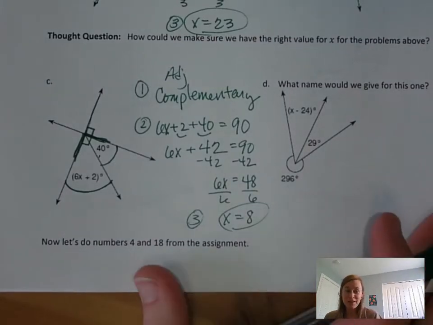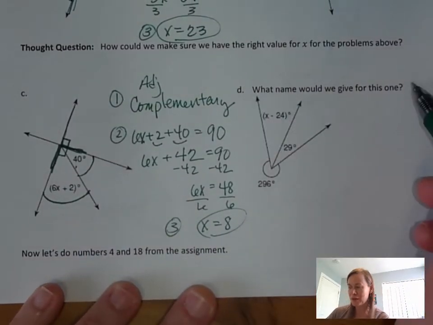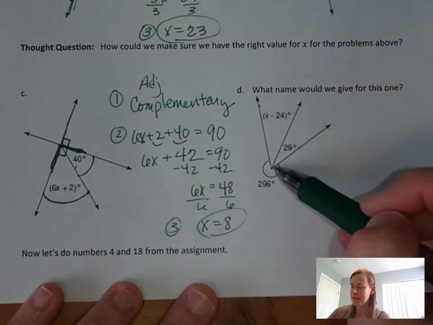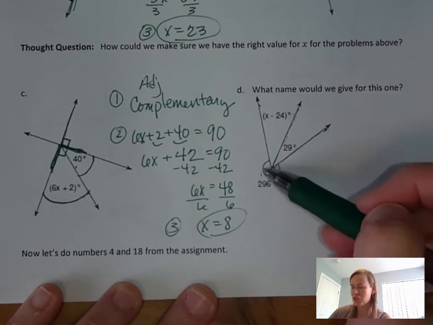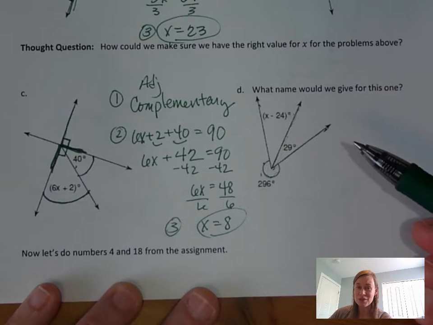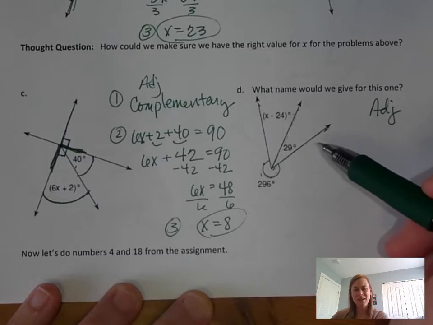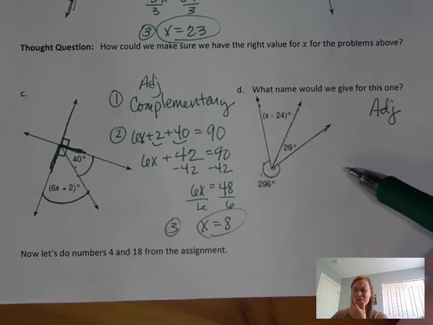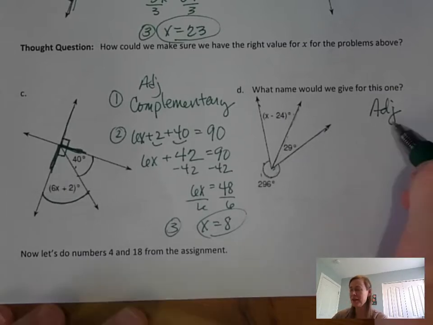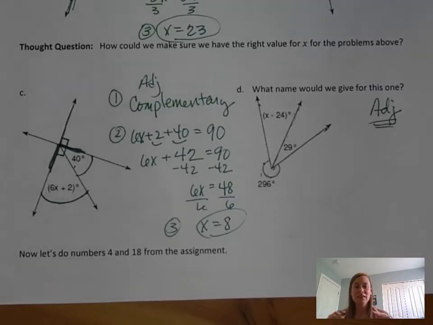Okay, we got one more example here, and then we're going to do a couple problems from your assignment. On part D, it says, what name would we give for this one? Well, let's see there. We've got that angle, we've got that angle, and then we've got this giant angle here. So they're all next to each other. Let's definitely say adjacent. Are they complementary? No, that doesn't form 90 degrees. Are they supplementary? No, it doesn't form a line. Are they vertical? No. Are they a linear pair? No. Oh, you know what? Adjacent is the best name you can give this, so that's what we're going to give it. Just stick with adjacent.